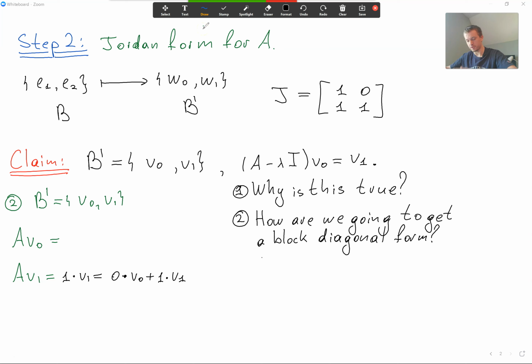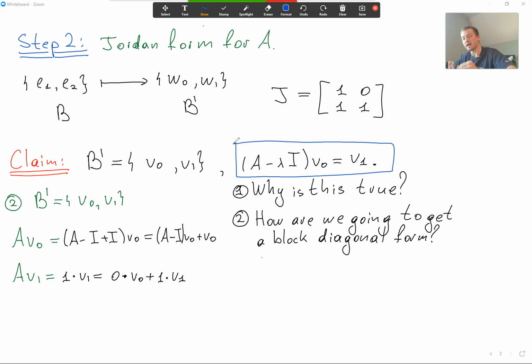But what about the first column? I can rewrite my expression as (A minus I plus I) times v0. And then what am I going to get? I'm going to get (A minus I) v0 plus v0. But then according to this equality, (A minus lambda I) v0 is equal to v1. So this first vector is actually equal to v1. And my first column is going to consist of exactly the numbers 1 and 1, and the reason is because then I will have 1 times v0 plus 1 times v1. So from here we can see that our matrix G in this case is going to be equal to (1, 1; 0, 1).